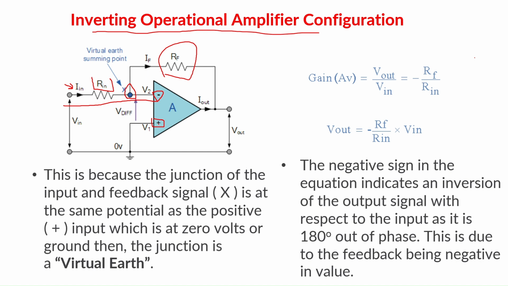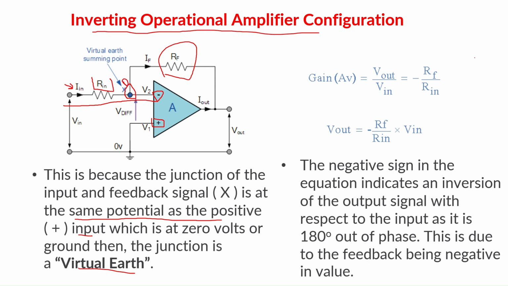This is called the virtual earth summing point, also called virtual earth. X is at the same potential as the positive input. In this case, at the positive input, the voltage applied is 0. So the potential at X is also 0 in this case.